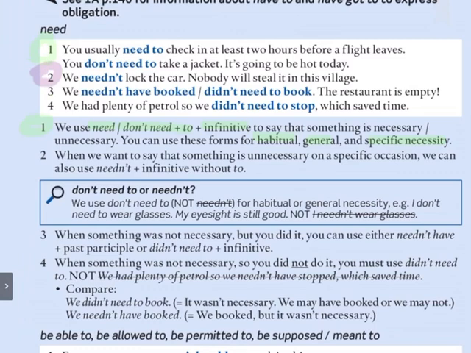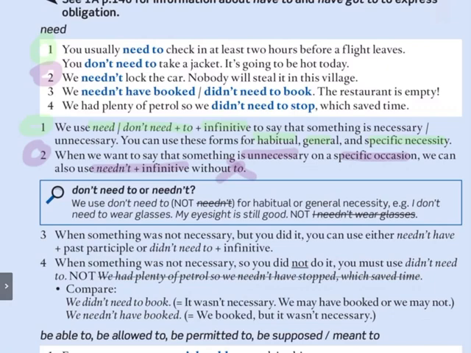We needn't lock the car. Nobody will steal it in this village. Let's have a look at number 2. When we want to say that something is unnecessary on a specific occasion, we can use needn't plus infinitive without to. Very important. We treat it like a modal verb, no como si fuese un modal verb, como shouldn't, ¿no? Can't, mustn't, ¿no? Colocamos n apóstrofe t y perdemos ese to, muy importante.